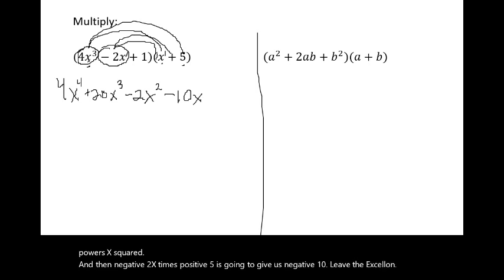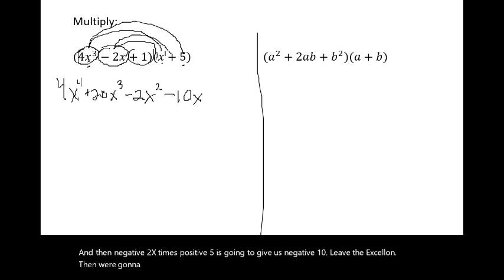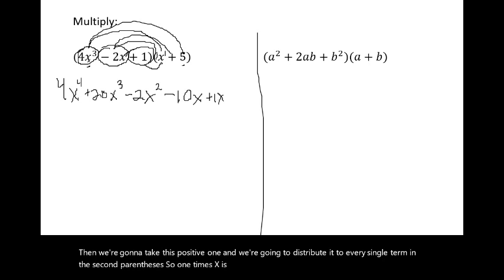Leave the x alone. Then we're going to take this positive 1 and distribute it to every single term in the second parentheses. So 1 times x is positive 1x, and then 1 times 5 will give us positive 5.